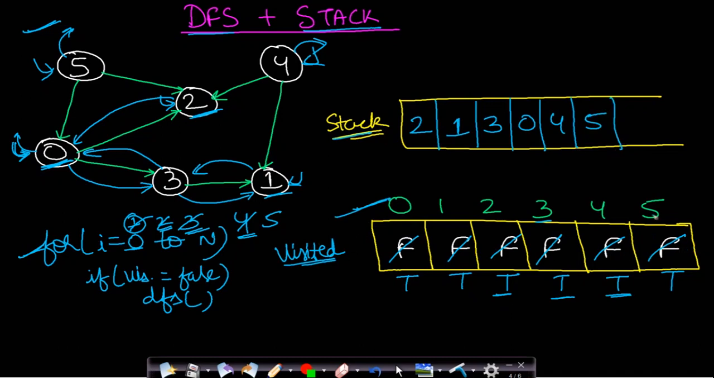Once all the vertices are traversed, whatever is stored in the stack, we just pop it and give it as our answer. When we pop it, the elements will be in reverse order. So what will be the topological sort in this case? It will be 5, 4, 0, 3, 1, 2. In this case you can see that 5 and 4 have in-degree 0, so they come in the first part.